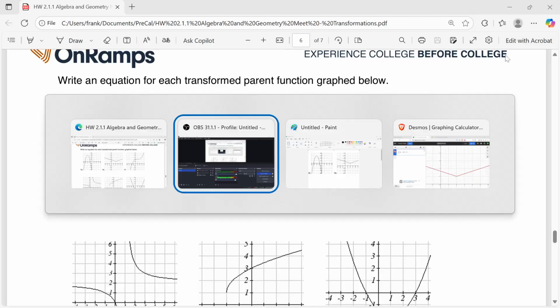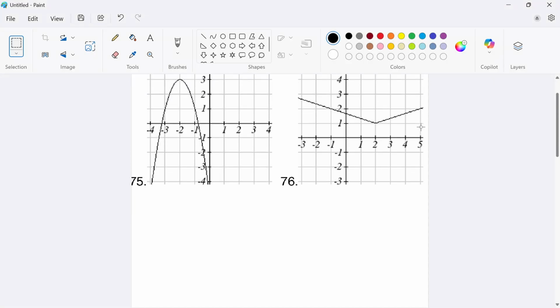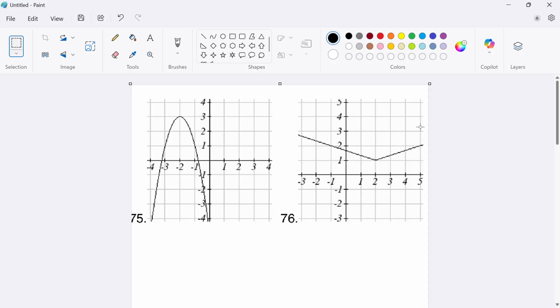Here's a little bit about finding function transformations. I have two things to worry about. I have to worry about how it's moved, to the left and right or up and down. And then I also have to worry about whether it has been stretched or compressed. And so there's a way to check each one of them.